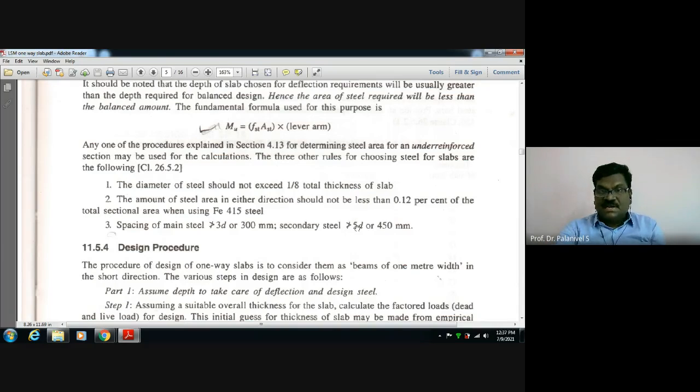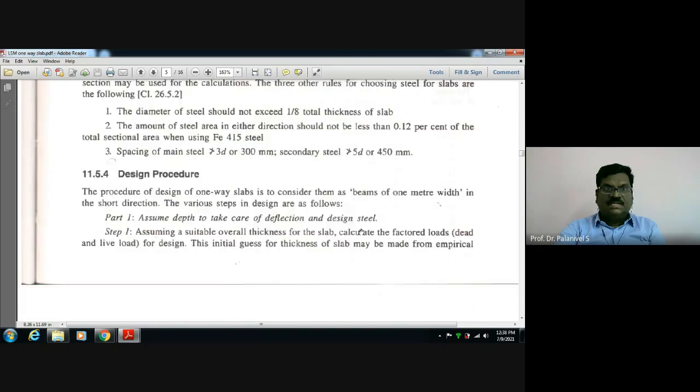Here D denotes the diameter of the bar or the effective depth of the slab. We will see it later in the problem. That's the design procedure.